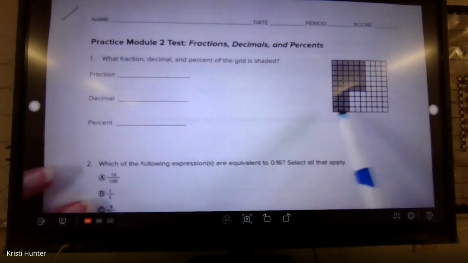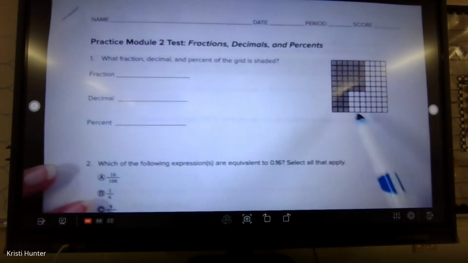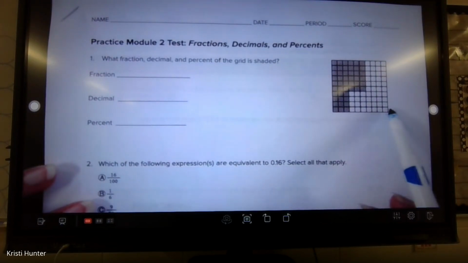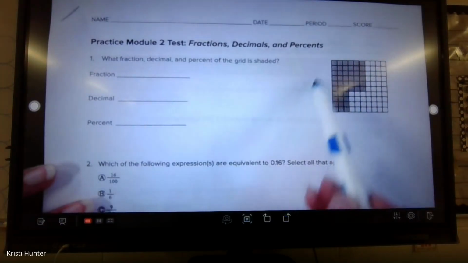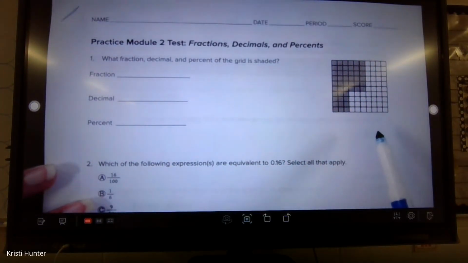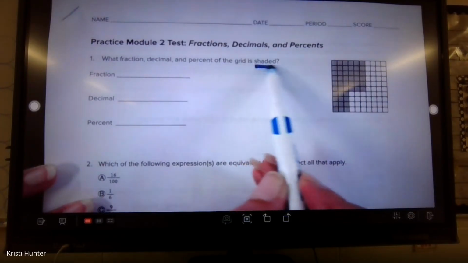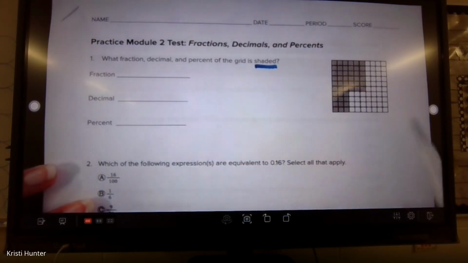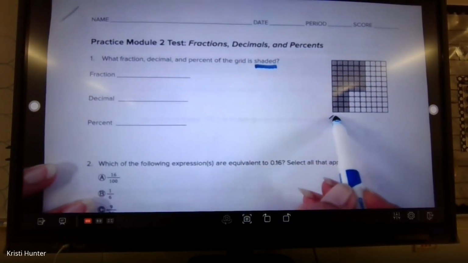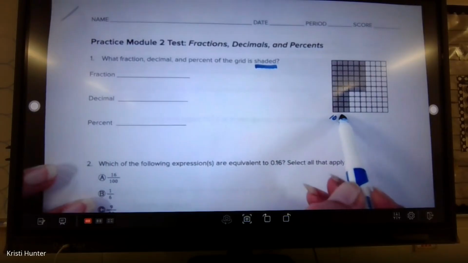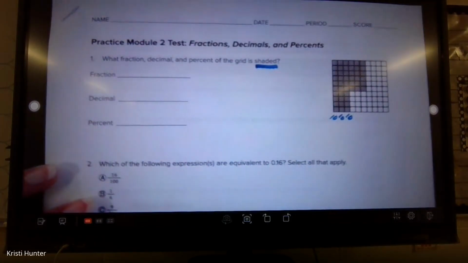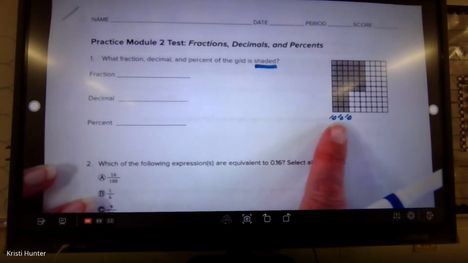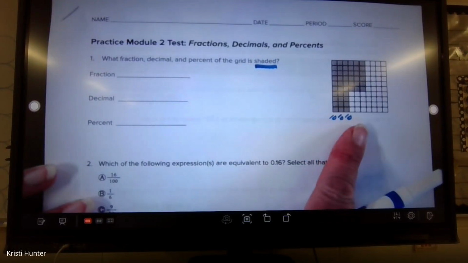So when I look at this 10 by 10 grid, we call it a 10 by 10 grid because there's 10 in each row and 10 in each column. So when I have a 10 by 10 grid, I know there's 100 total. So it just wants the shaded pieces. So I'm going to look. I know this whole row is shaded. That's 10. This whole part is shaded. That's 10 more. This whole part is shaded, that's 10 more. So I have 10, 20, 30.